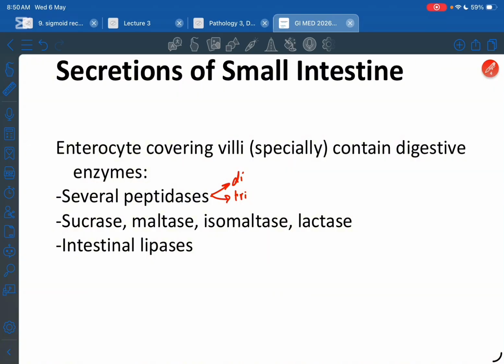Lactase is an essential enzyme to digest lactose, which is found in milk. Any deficiency in the lactase enzyme will end in failure to digest lactose, which is milk sugar.